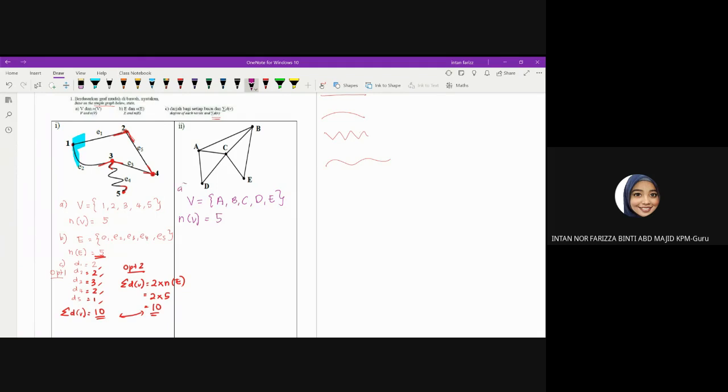This is for A. So now let's do B. For B, we're going to find the number of edges. We're going to list out the edges.